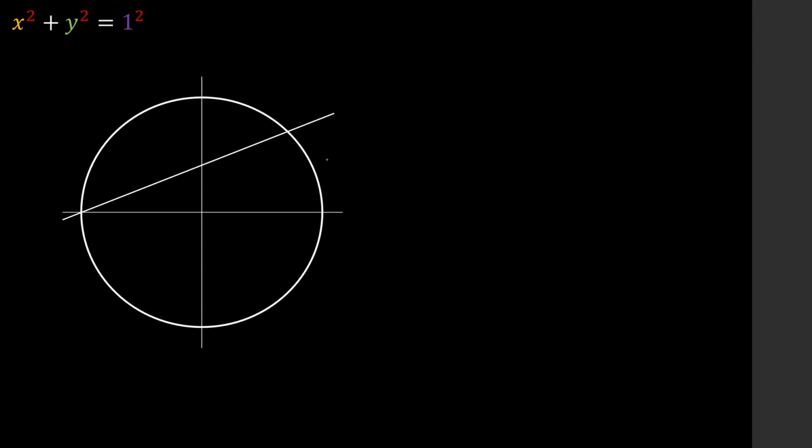Any line that intersects my circle at another point than this point on the left. We know at this point on the left here, it's minus 1, 0, right? And you'll note that that's a rational point, because clearly minus 1 and 0 are rational numbers. And we'll denote this point as x, y. It's just some general point on our circle, right?